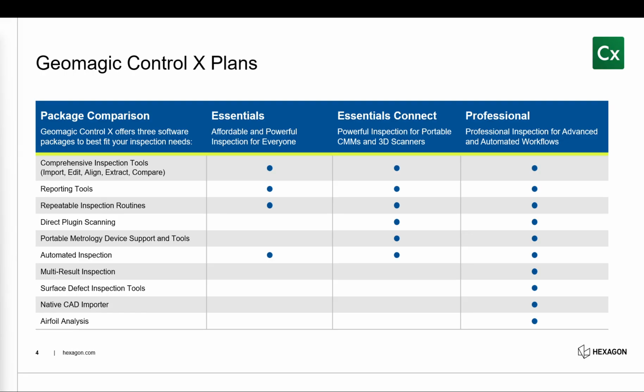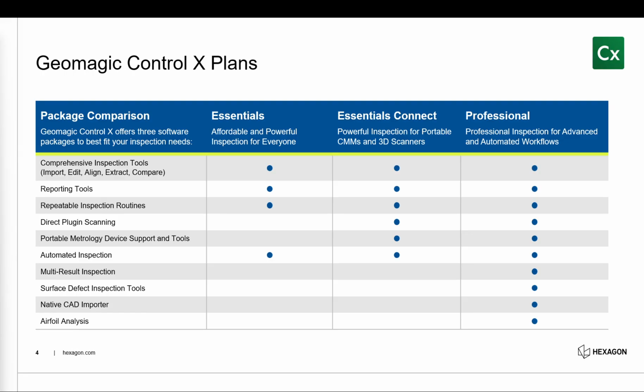We have 3 different plans that you can pick from when you're evaluating which version of Control X is right for you. Starting off with our most basic offering, Control X Essentials. This is a comprehensive inspection toolset. It does allow you to do some pretty advanced inspections. The only things that you are missing out on are scanning directly into Control X. For that, you will need Essentials Connect or higher, and also multiple result inspection, and then some of the more advanced inspection tools as well.